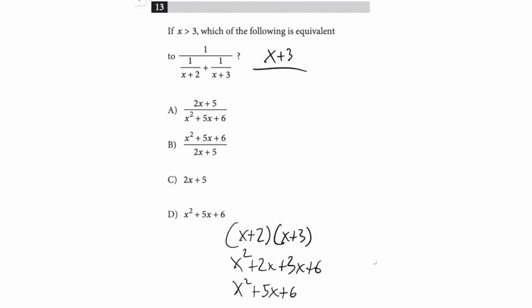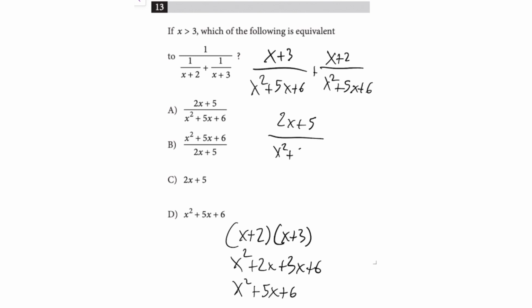So I'm going to write this product back up here. So x squared plus 5x plus 6 plus x plus 2 over x squared plus 5x plus 6. Now I'm going to combine these. So this is going to be 2x plus 5 over x squared plus 5x plus 6.